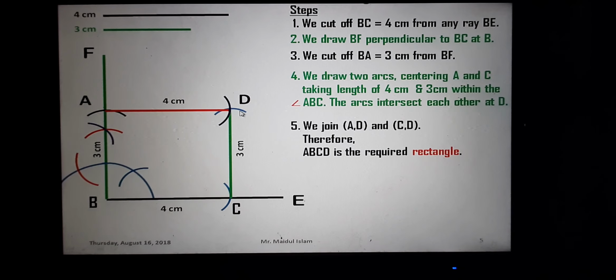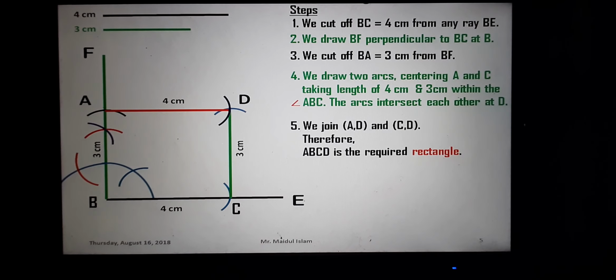ABCD is the required rectangle, because here you can see 4 centimeter in the red portion, and this one is also 4 centimeter, and this one is 3 centimeter, this one is 3 centimeter. Opposite sides are equal and angles are how many degree? 90 degree. If it is 90 degree, then it is also 90 degree, and this is also 90 degree, 90 degree. Therefore ABCD is our required what? Rectangle. So like this way, my dear, you can draw a rectangle.